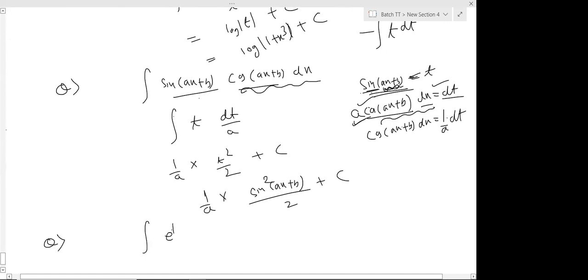Next question, integration of a to the power tan inverse x upon 1 plus x squared dx. All right, solve it.